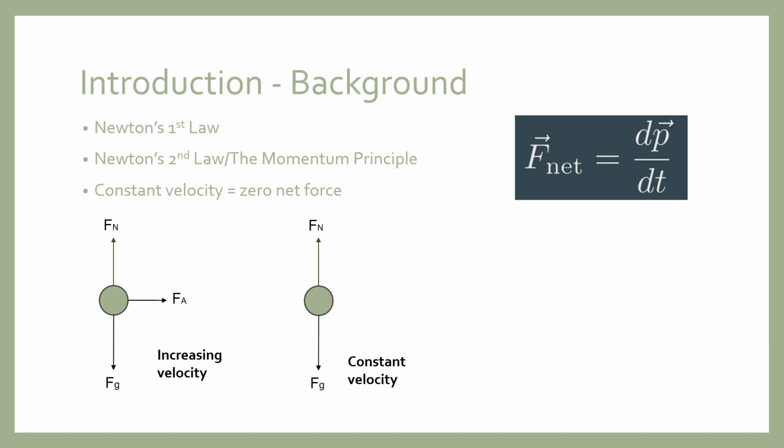First is Newton's first law, which states, objects at rest stay at rest, and objects in motion stay in motion unless acted upon by a net external force. This helps explain why net force must equal 0 for constant velocity.